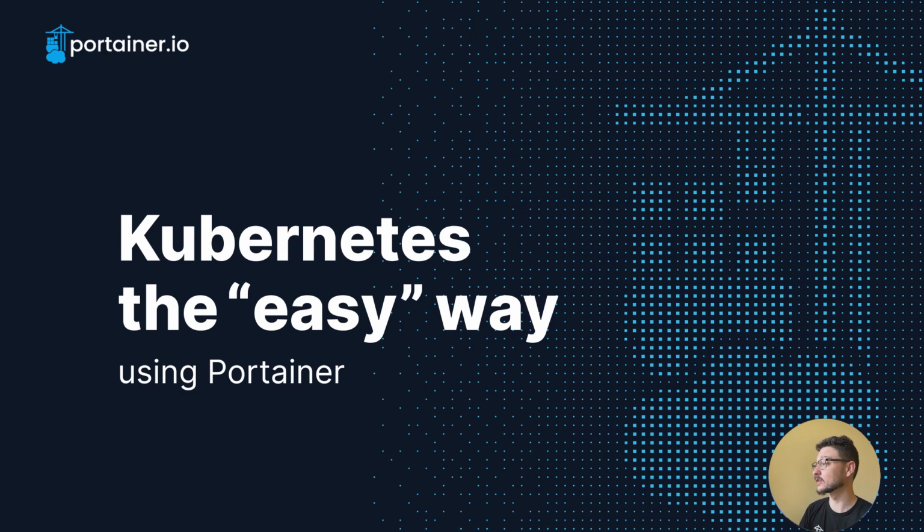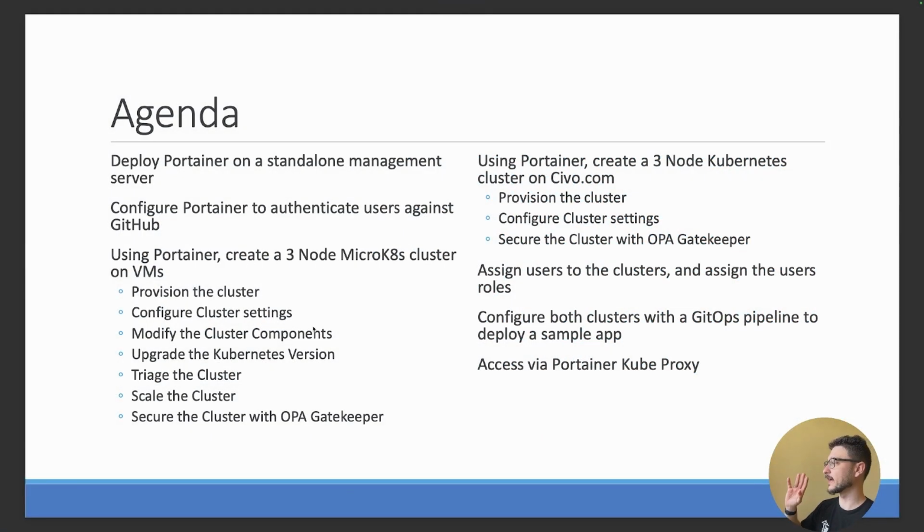So let's just have a quick look at our agenda and what we're going to cover in this video. Our agenda for today is we're going to be deploying Portainer on a standalone management server. We're going to then configure Portainer to authenticate users against GitHub. So we're going to be using GitHub as our authentication method for logging into Portainer.